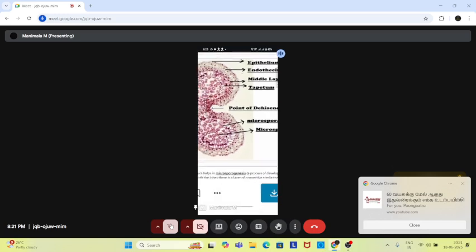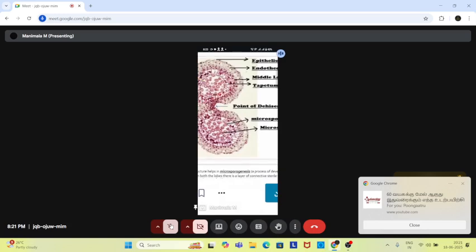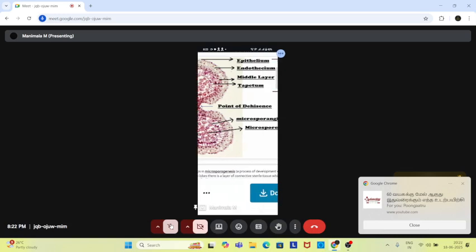The next one is the middle layer. The middle layer is made up of nearly one to five layers. The epidermis is a single layer, the endothecium is also a single layer, but the middle layer is made up of one to five layers. Here the endothecium and middle layer perform the functions of protection and also help in the digestion of the anther wall and release of the pollen. Digestion means it divides and releases the pollen grains. So this is the main thing.